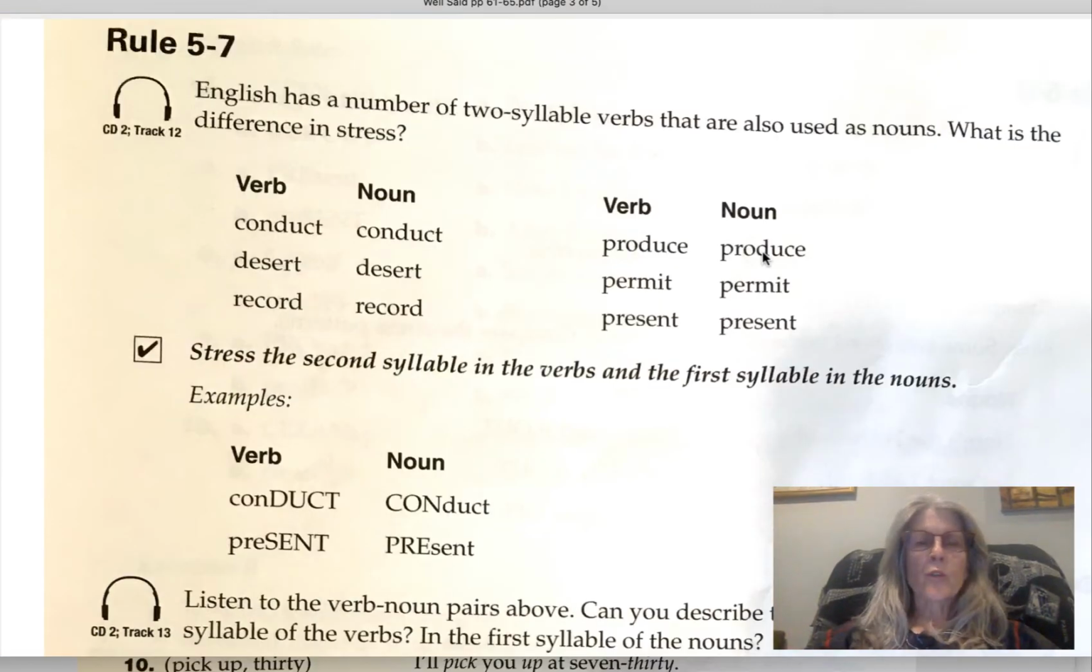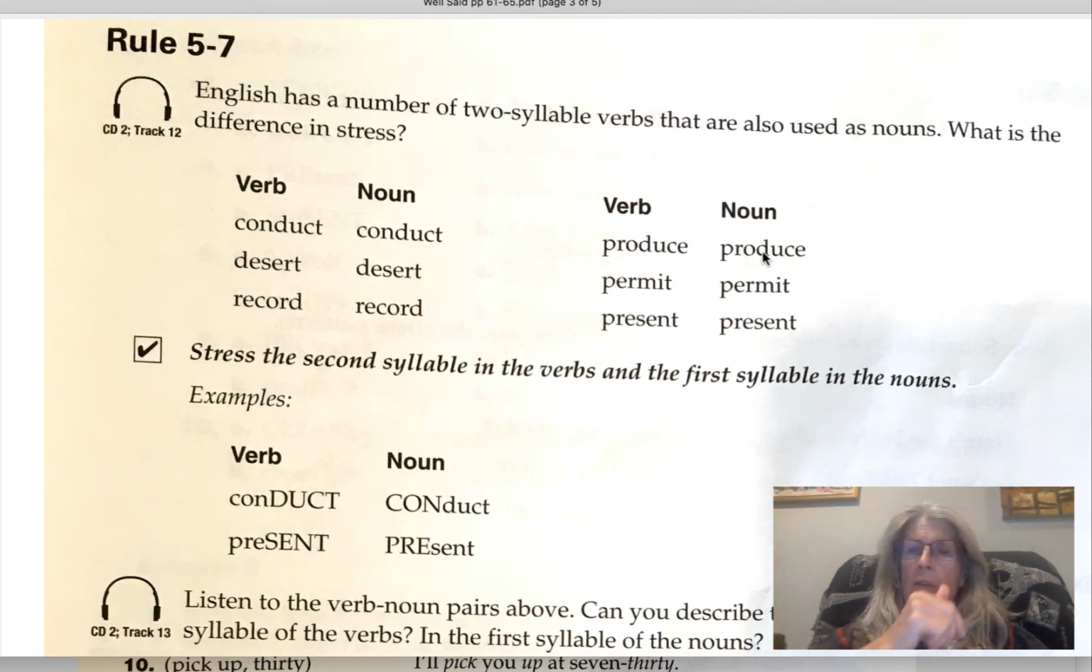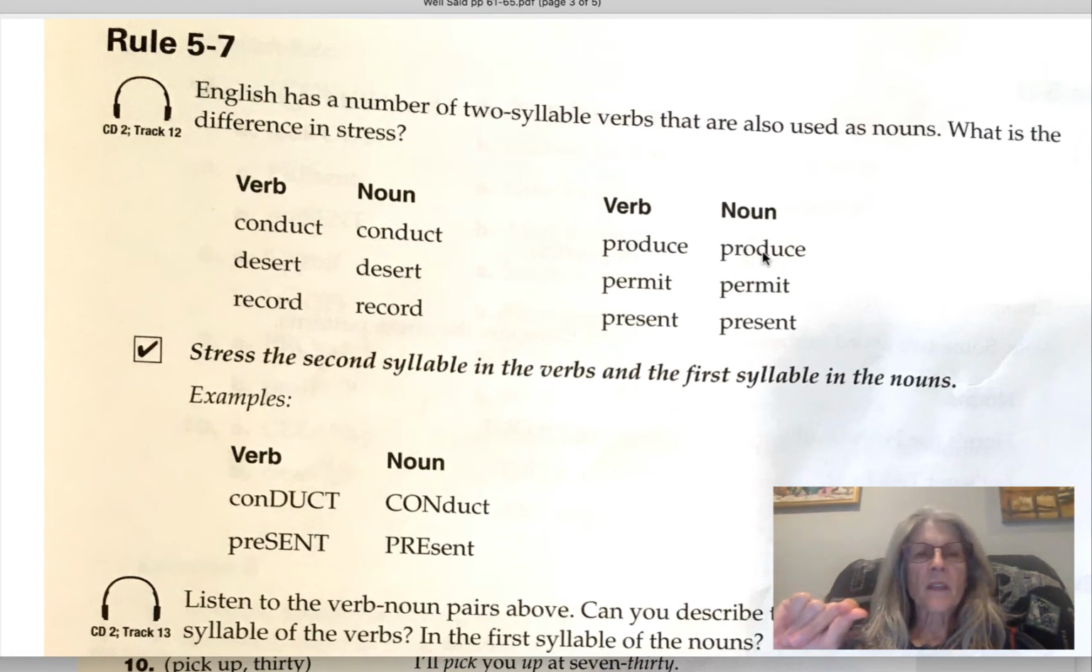Okay, the next rule we're going to look at is working with our 2-syllable verbs that also can be used as nouns. And this is a really important rule because it's one that you can learn easily and it will really help your pronunciation. It's a very quick rule for you to know, okay? So I'm going to pronounce these words and you can listen to CD2 track 12 if you'd like. I'll say the verb, then change it to a noun by switching the stress, okay?